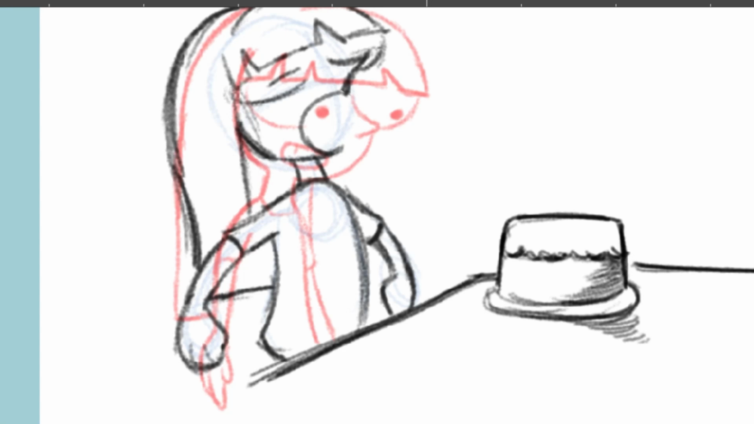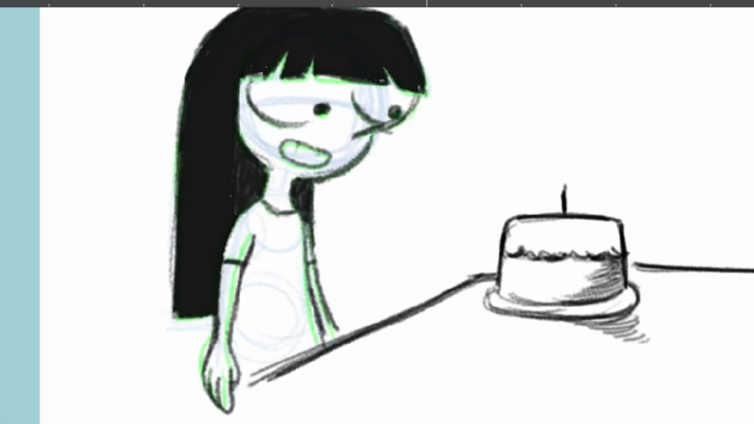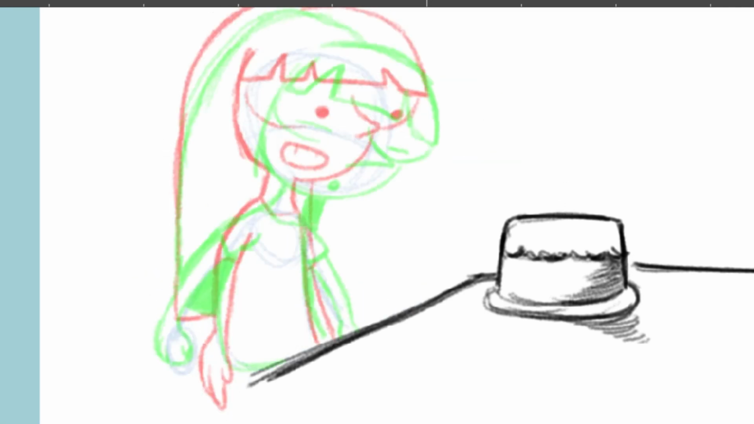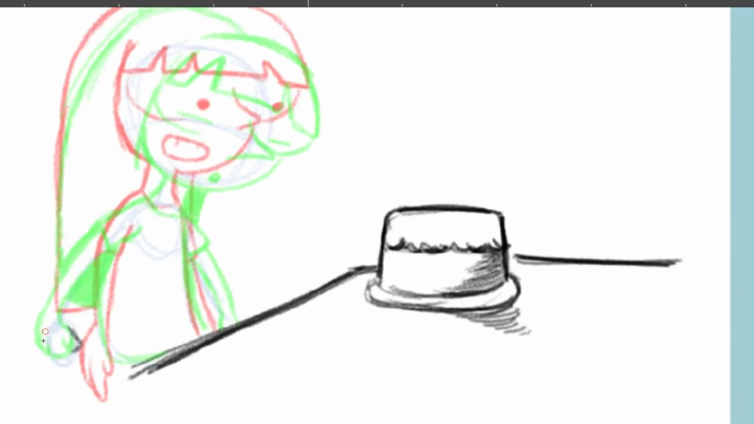In terms of construction for this, I drew the cake and the table on a separate layer, but the candle part of it is on another layer as well. And the reason for that is until she actually blows, it doesn't move. So there's not much point doing it. So yeah, that was quite fun.